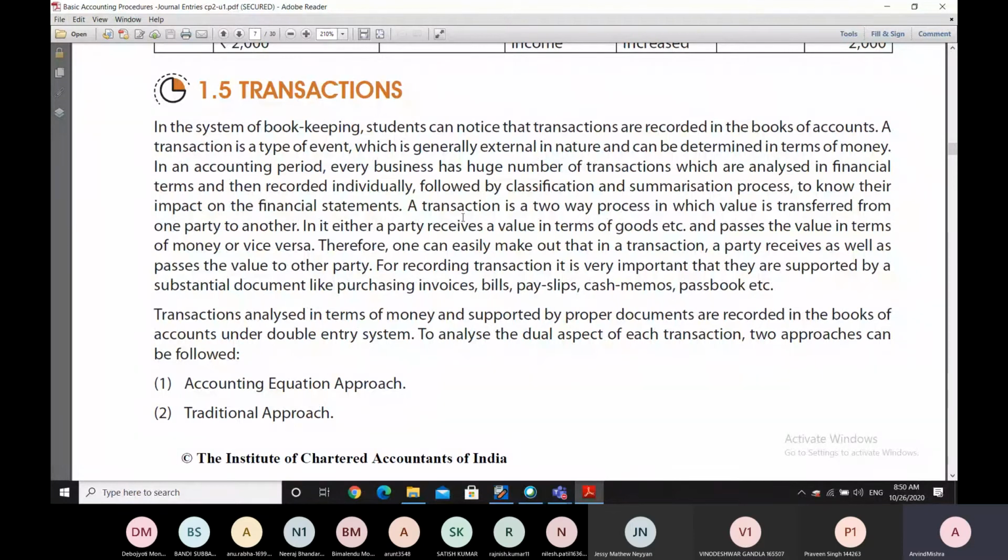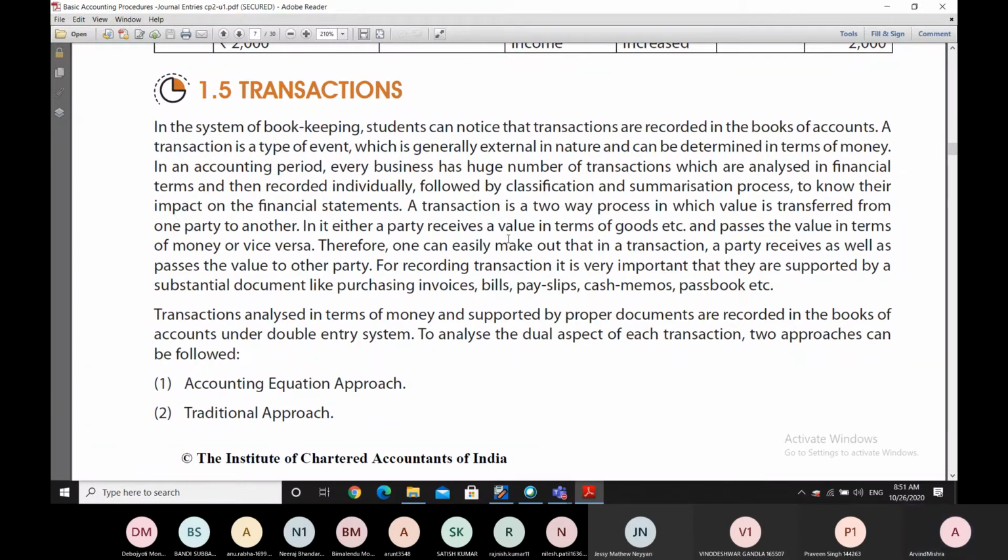So in any transaction, either one party receives a value in terms of goods, etc., and passes the value in terms of money, or the opposite happens where value is received in terms of money and value is passed in terms of goods. Therefore, in any transaction, a party receives as well as gives away some value in some form or the other.